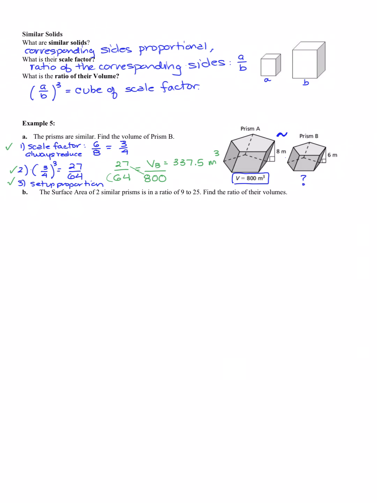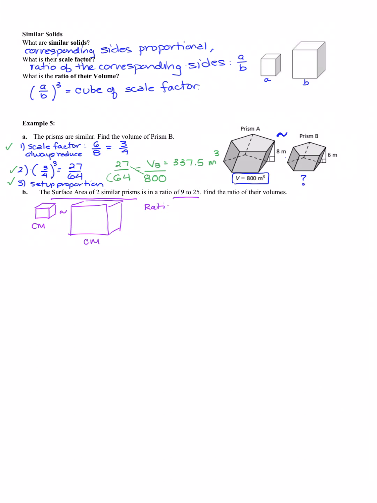Now, let's see what they're giving us here. We're given the surface area of 2 similar prisms is in a ratio of 9:25, and we want to find the ratio of the volume. So what I'm going to show you is, let's say I have 2 shapes here. I'm just going to make something up. Okay, and so let's say that these are similar. So what I want you to realize, let's say they're measured, the sides are measured in centimeters.